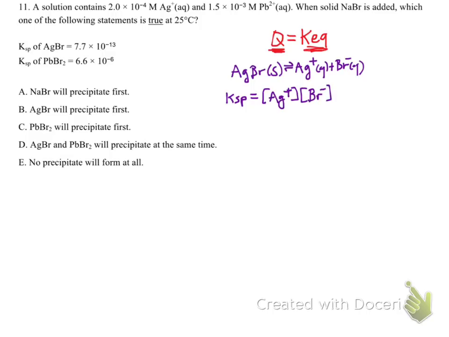Now, we're going to figure out what concentration of bromide ions is necessary to get this salt to come out of the solution. So, taking our Ksp, which is given to us, it's 7.7 times 10 to the negative 13th. That's going to be equal to the concentration of silver, which was also given to us up here.